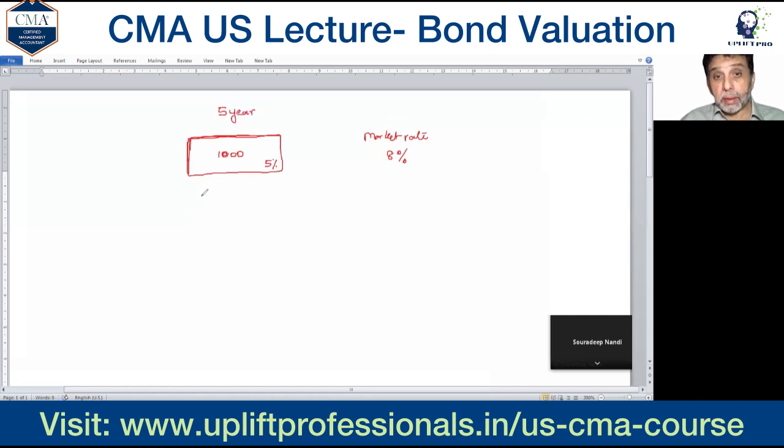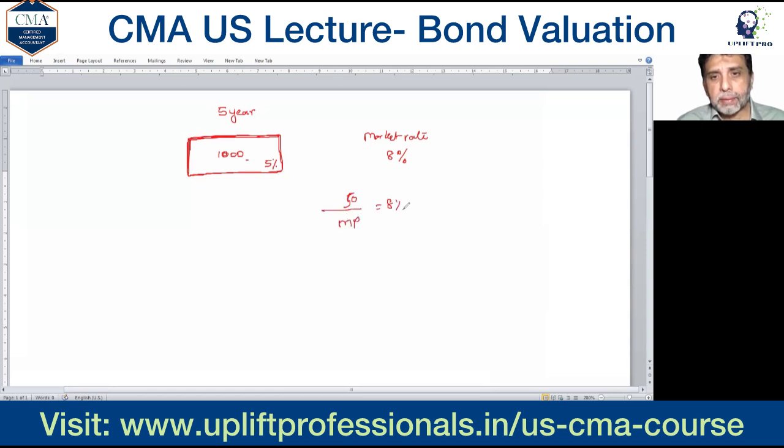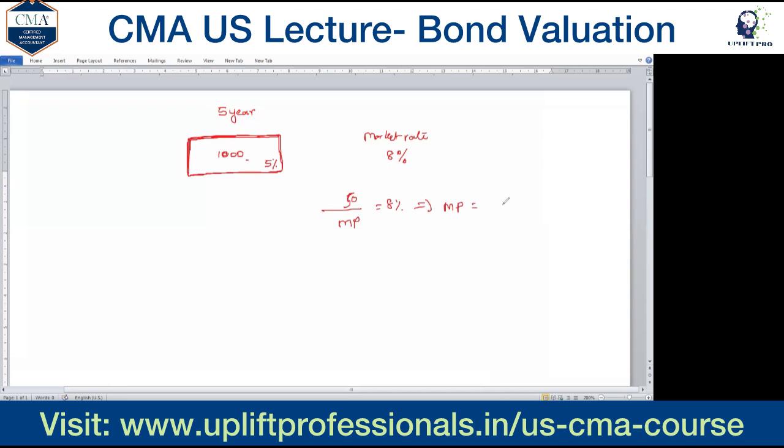Okay, 5-year tenure bond. How much will it be? You know it's a discount. It's going to be less than 1,000. But how much exactly is it going to be? That we are going to value. Previously, I had shown you like this, right? $50, that is 5% of 1,000, divided by the market rate, which is 8%. So what is the market price? Can anybody tell me? 625.